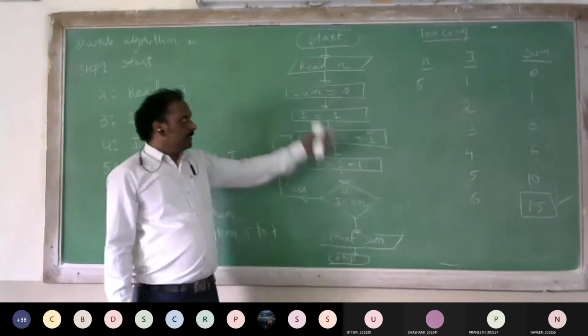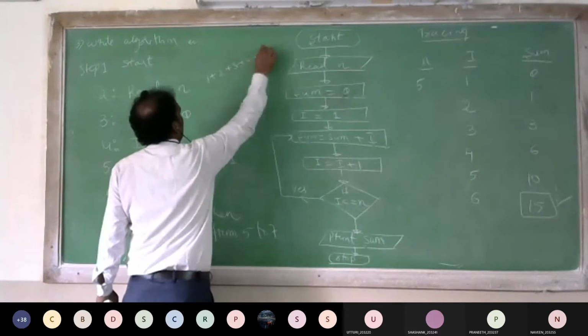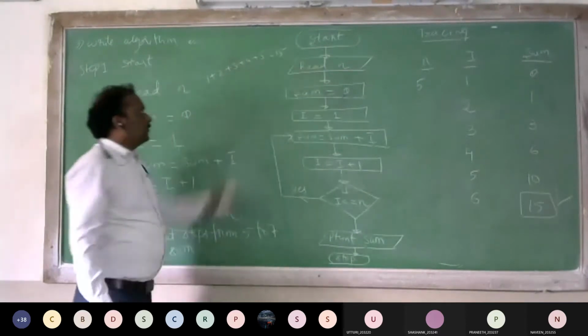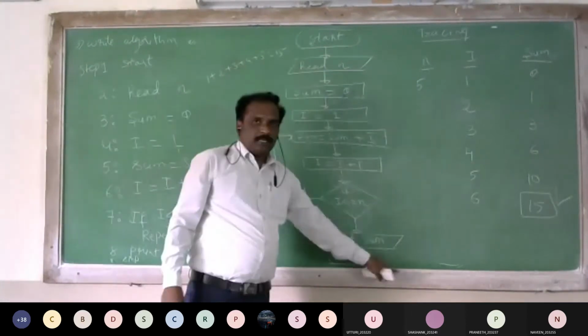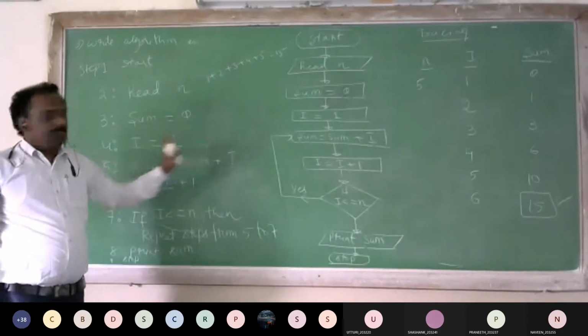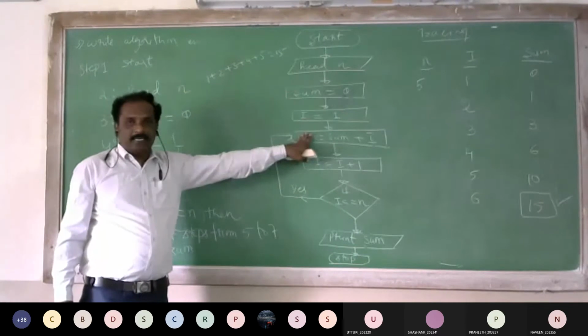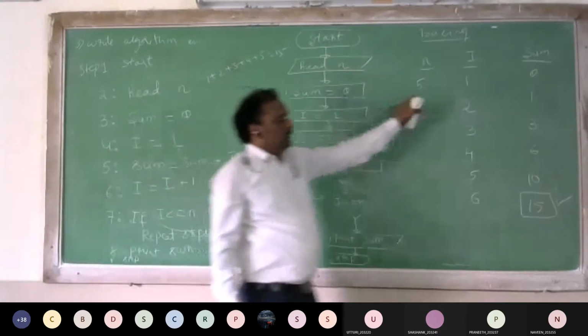Then stop. So whatever output we expected, 1 plus 2 plus 3 plus 4 plus 5, that is 15. So we have got 15 by the flowchart or by the algorithm. So this flowchart or algorithm works for any input value of n. This is general. Here I have taken 5.